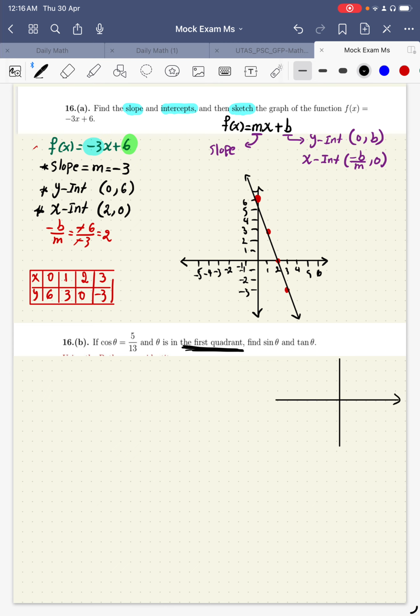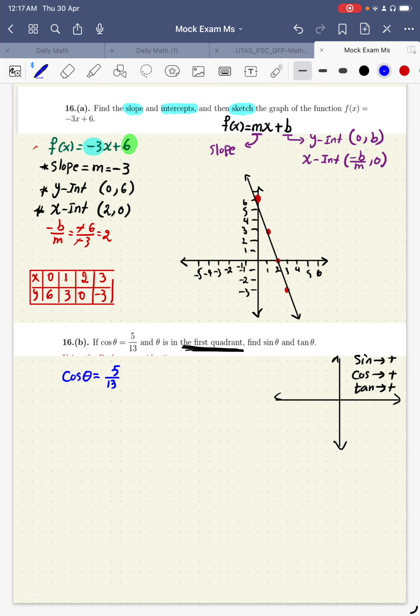So if theta is in the first quadrant, then sine is gonna be positive, cosine is gonna be positive, and also tan is gonna be positive. All of them are gonna be positive in the first quadrant. So what you're gonna have is cosine of theta equals 5 over 13. I know that cosine equals 5 over 13.